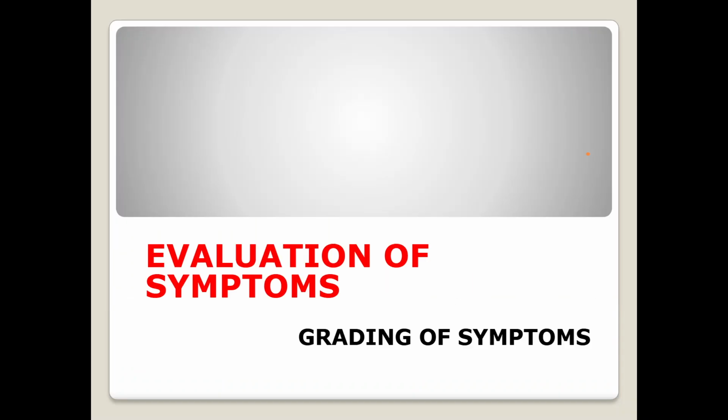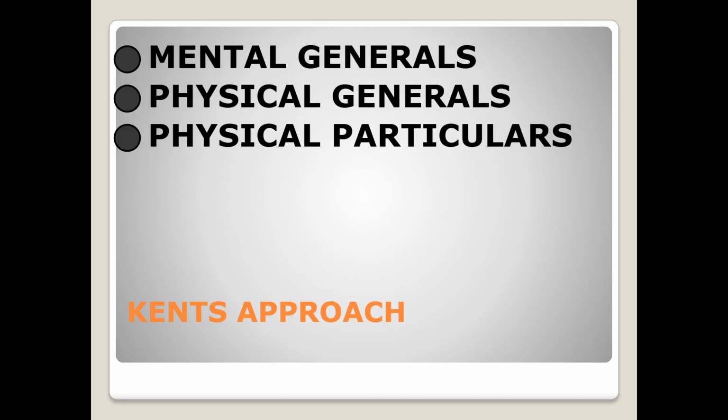Now we already know what is evaluation of symptoms, nothing but grading of symptoms according to the hierarchy. So we have categorized, that is analyzed the symptoms into three, that is physical general symptoms, mental general symptoms and particular symptoms. Now how to grade these symptoms? Mental generals, physical generals and physical particulars. This grading we are going by Kent's approach.